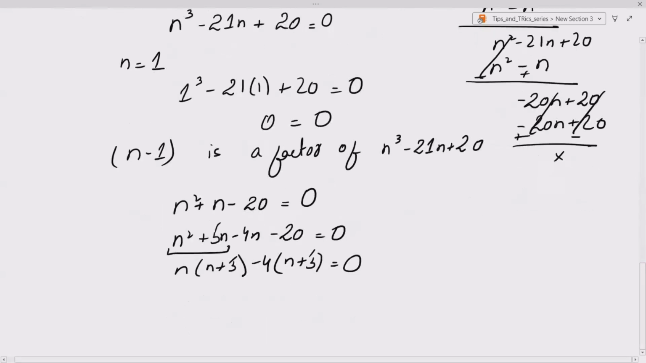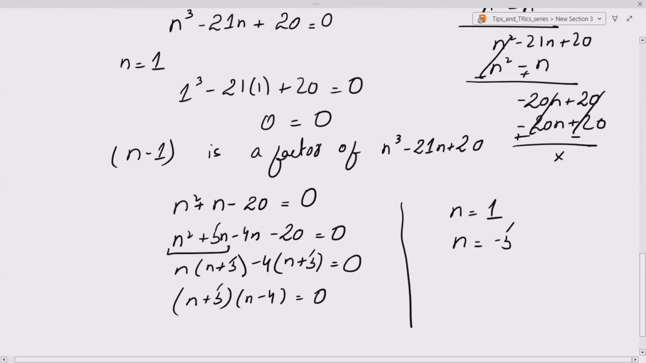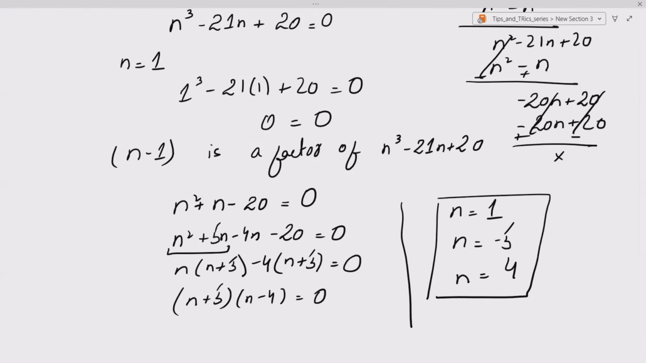So these are the two terms. I take n plus 5 common, so I get n minus 4 inside. So actually we got three roots: one is n equals 1, another is n equals minus 5, and another is n equals 4. So these are the three roots of this equation.